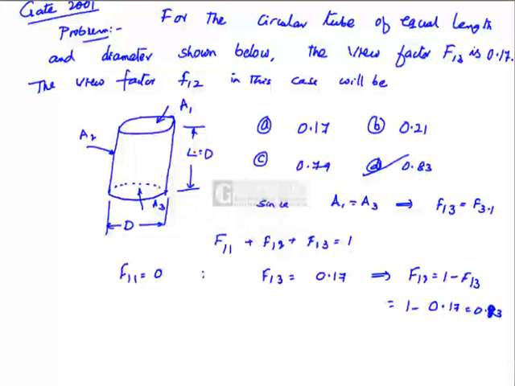Now I would like to extend the problem. For example, I would like to calculate F22, because concave surface is how much? I would like to calculate what is F22. Now I can write the similar relation, F22 plus F21 plus F23 is equal to 1. Now let us calculate F21 and F23.